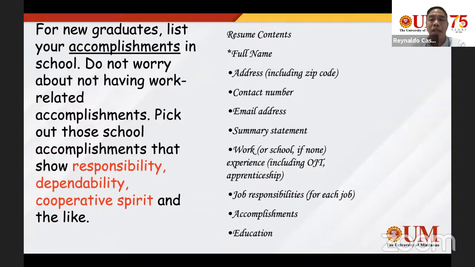School accomplishments, community accomplishments, your accomplishments in life. Because if you have achieved something when you're still in school, when you're still at your young age, it will give an impression that you're a person who is an achiever. You are different from the rest.